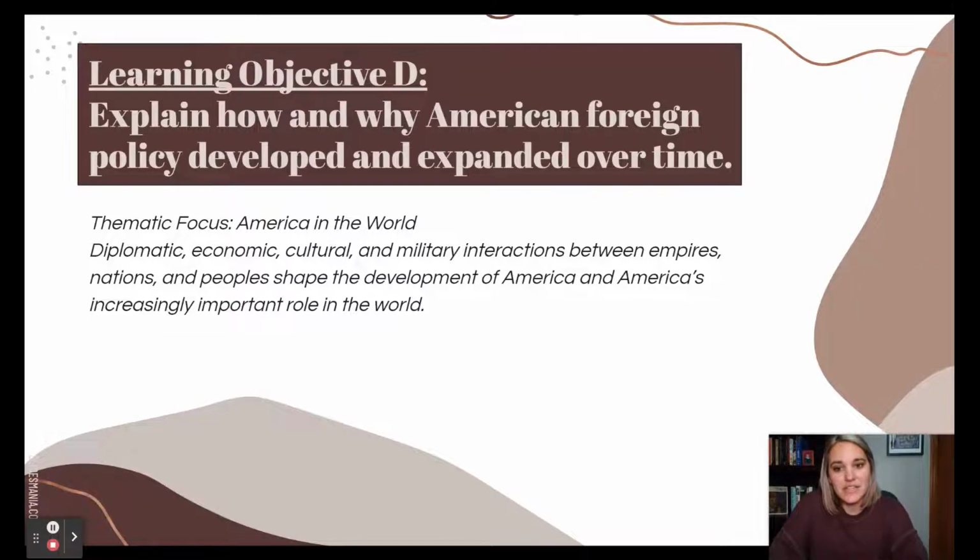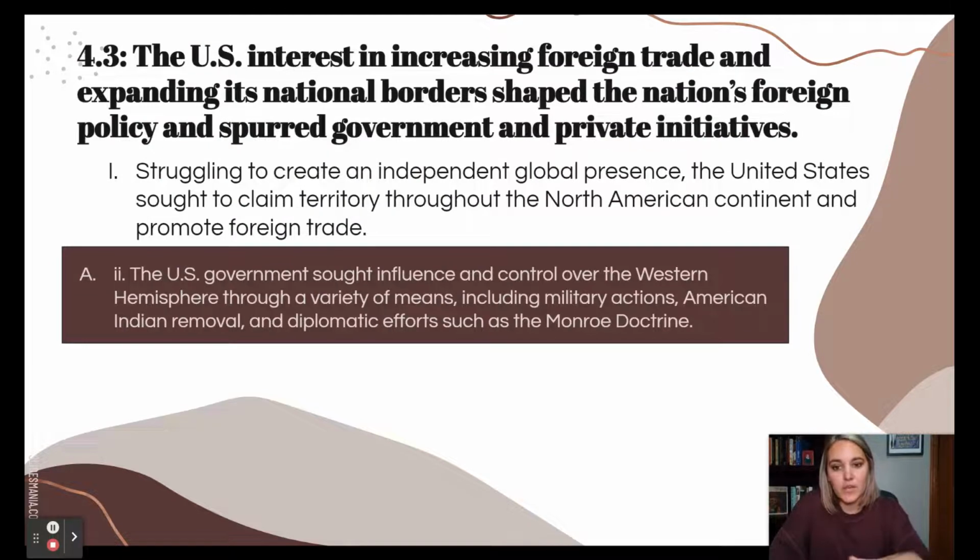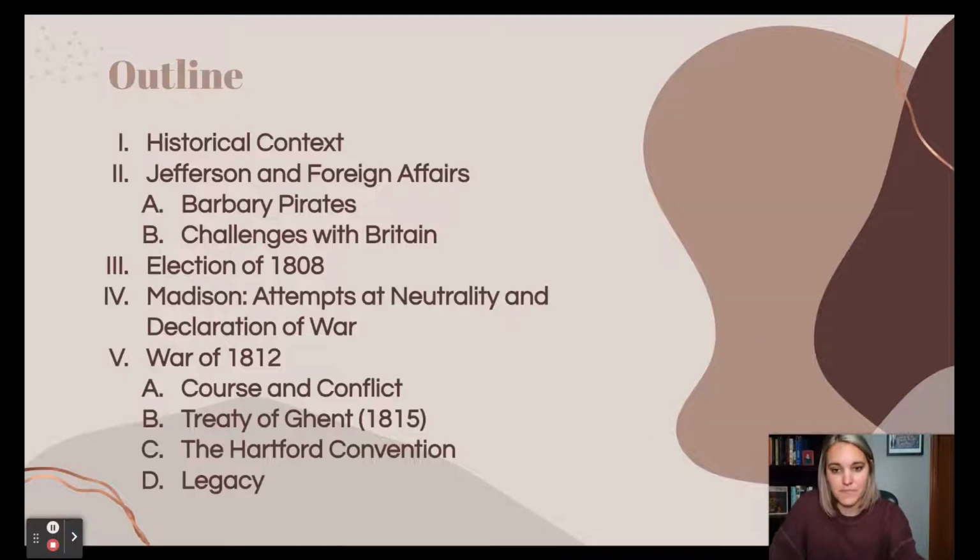So our learning objective for this lesson is to explain how and why American foreign policy developed and expanded over time. So what we're looking at here is key concept 4.3, and it's all about how the U.S. government tried to control the Western Hemisphere, and we're tackling just this first part through military actions.